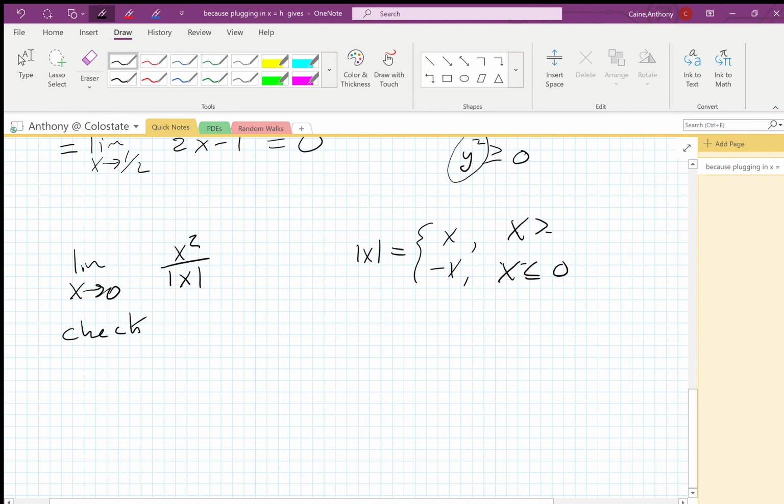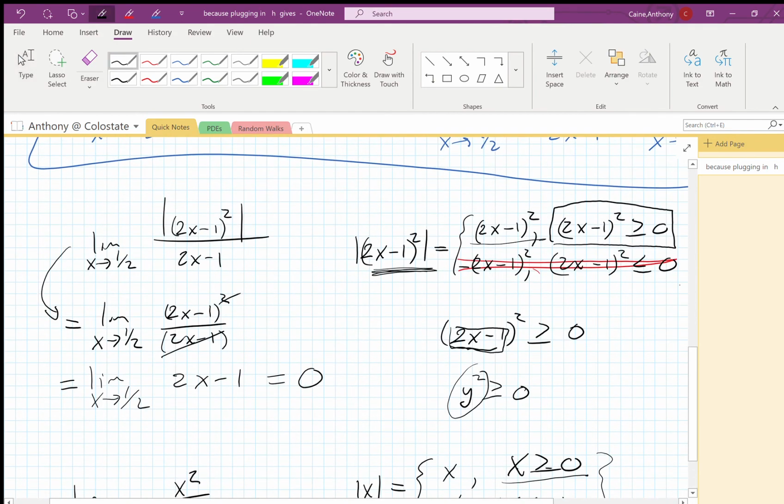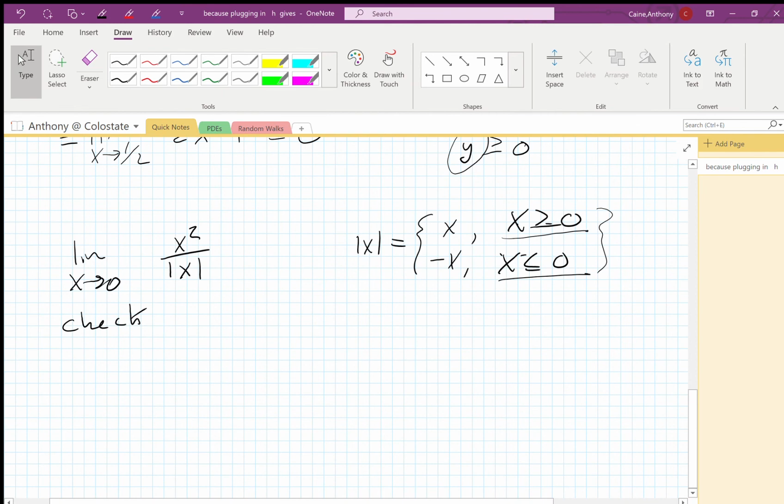Don't be lazy. These two things can happen. We could have an x positive, we could have an x negative. It's not like the last example, where for any x, you will never have 2x minus 1 squared be negative. So these things might happen, and we have to check the limit as x goes to 0 from the right and the limit as x goes to 0 from the left.